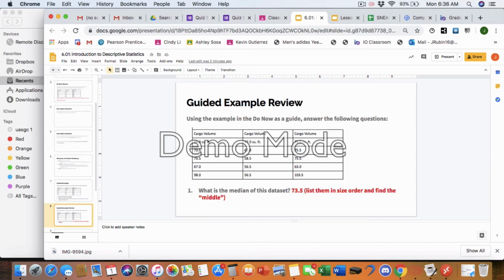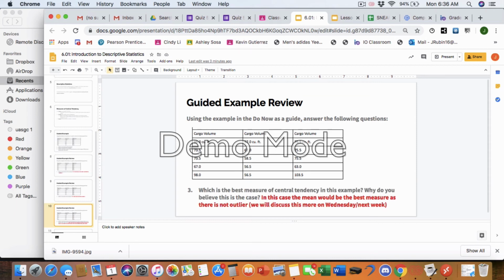Alright, coming back. So the median, which is the middle number, was 73.5. And again, all I did was list them in size order and find the middle. In this case, you didn't have to average them out because we have an odd number. We have 15 total, so there was just the leftover number. The mode was the most common number, so 75.5 was seen 3 times: 1, 2, and 3. Anything else only repeated twice, so that is your mode.